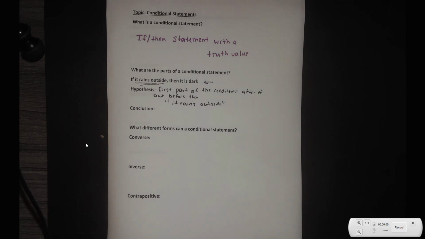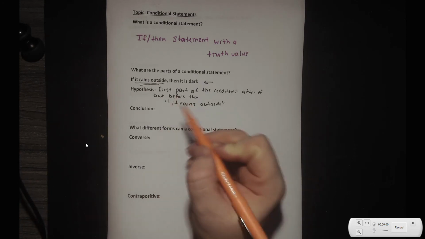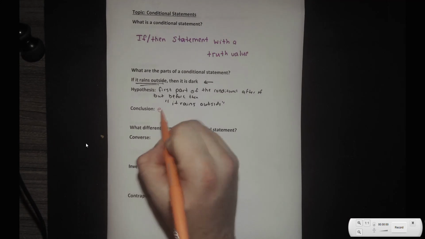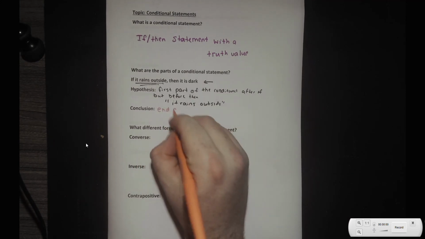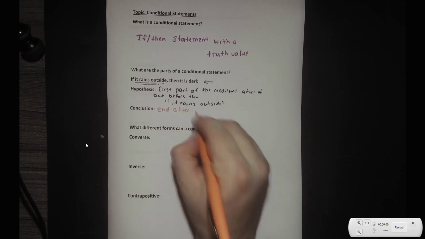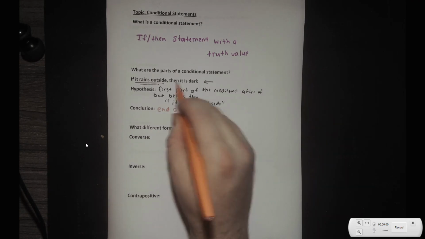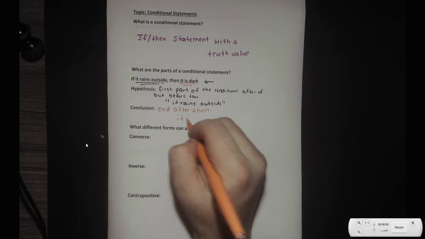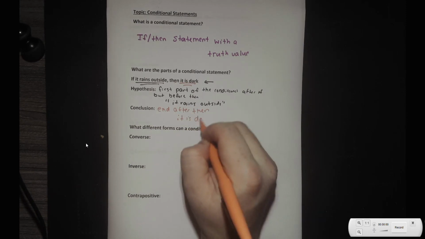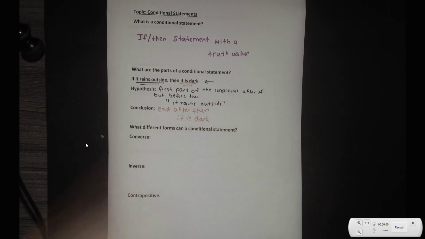Then the conclusion is just like it sounds. It's the end of the conditional statement. It concludes the statement. So it's the end after then. So in this case, it would be it is dark.